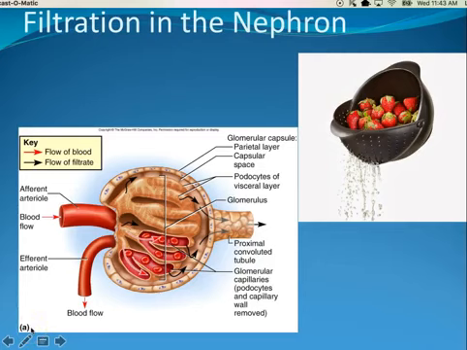All right, so welcome back. So we're going to talk about filtration now. We've talked about the nephron a little bit. We've talked about the glomerulus a little bit. So let's get a better look at this.